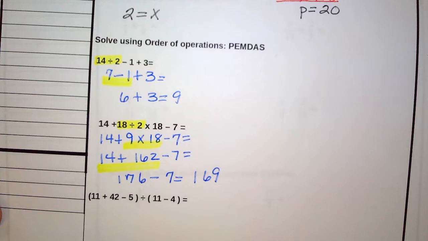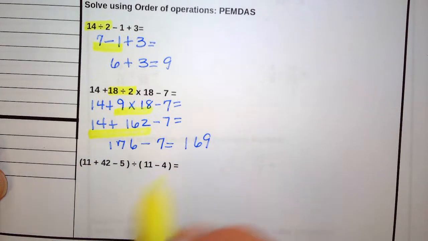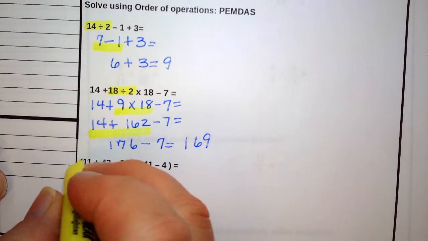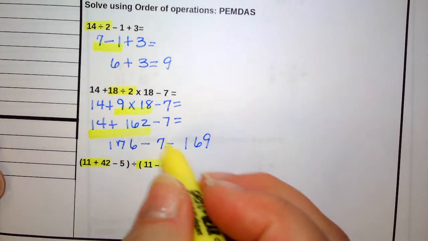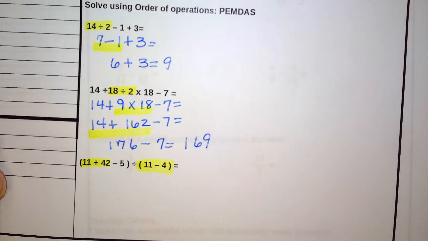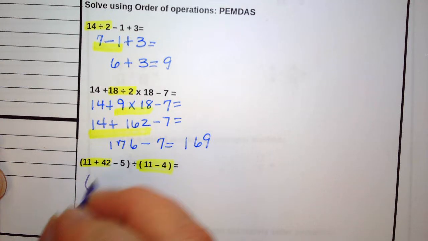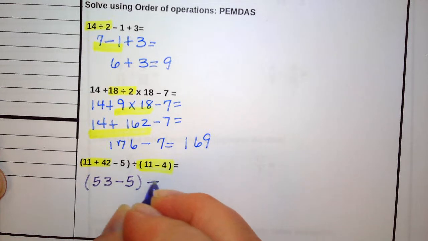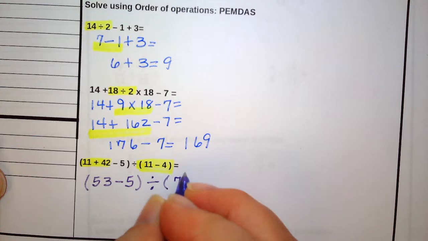For the last one on this page, do I have parentheses? Yes, I've got two sets of parentheses. In this parentheses, I've got addition and subtraction, so I do the addition first. This parenthesis only has subtraction, so I can do everything in this one at the same time. I will still keep my parentheses. 11 plus 42 is 53, minus 5, divided by 11 minus 4 would be 7.